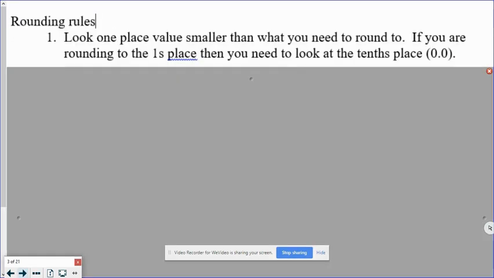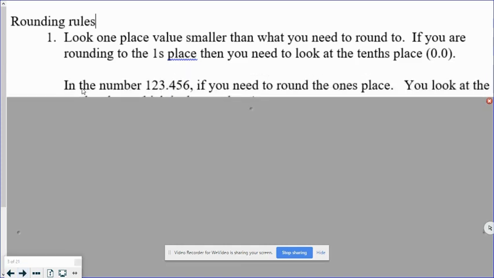Rounding. Students always seem like they know how to round, but there are some students that don't. So let's go through the rounding rules to make sure that you do, in fact, understand what's going on. You always look one place value smaller than what you need to round to. If you're rounding to the ones place, you need to look at the tenths place.